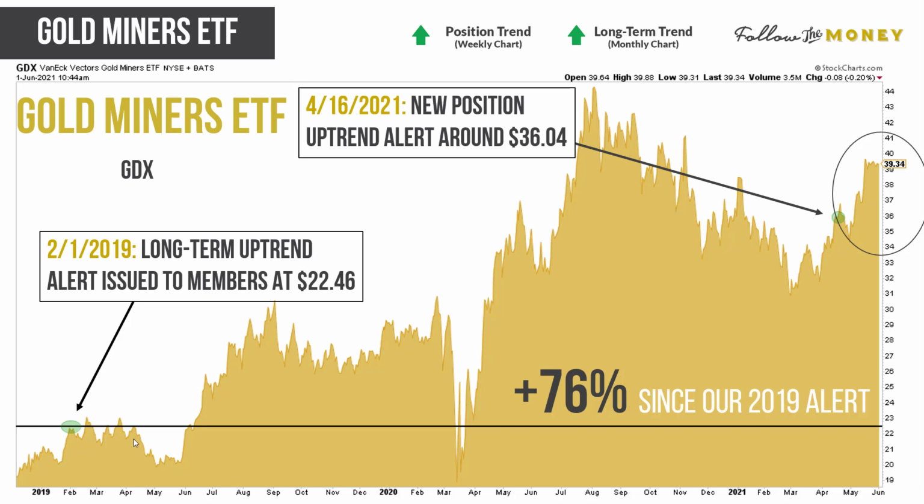It's just in an uptrend, right? So it's been in an uptrend. When it's no longer in an uptrend, we'll let you know. We'll detect it, we'll see it, we'll alert you. But right now, gold mining just remains in a nice uptrend alert, up 76% since February 1st of 2019. And it's up, as we had stated, about 10% or so since our uptrend alert issued back in April of this year when it had a new position uptrend form.